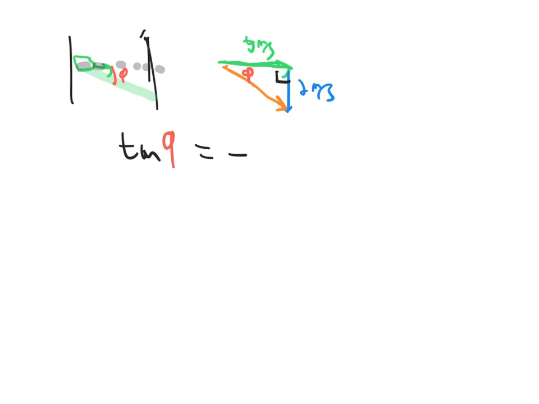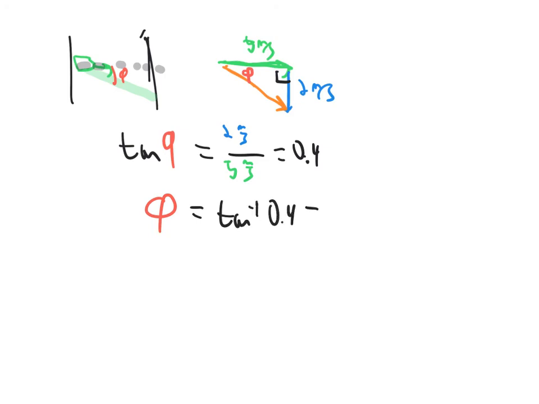But now we're in good shape because we can say that the tangent of phi is the 2 meters per second against the opposite divided by the 5 meters per second of the adjacent, or 0.4, which means that phi is inverse tangent of 0.4, which turns out to be 21.8 degrees compared to the 23.6 degrees from before.